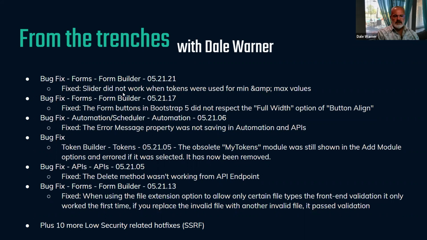On our bug fixes, if you were using a slider, there was the ability to set min and max values by tokens. That's now tokenized. For people who are using forms, there's an option to do full width for button alignment so that the button would cover the whole width of the screen. That didn't get implemented at first in Bootstrap 5, now it is.